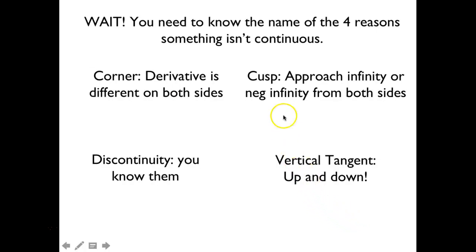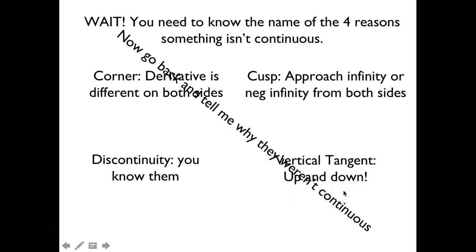Okay guys, these are the different types of discontinuities. You have a corner, a cusp. The discontinuities, you know them all. It's the hole, the vertical asymptote, and the jump. A vertical tangent means it's up and down, and we'll talk about some of those later on in the lessons.